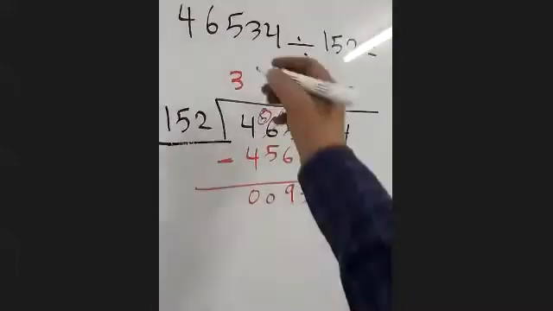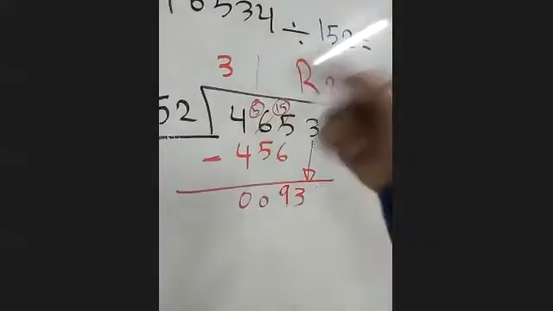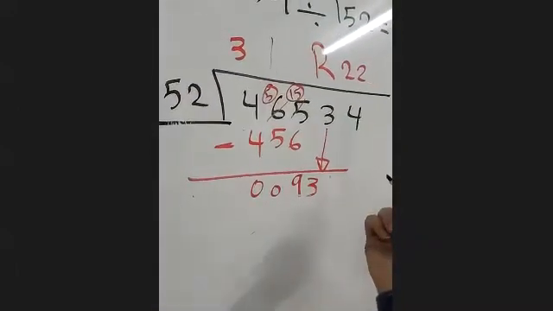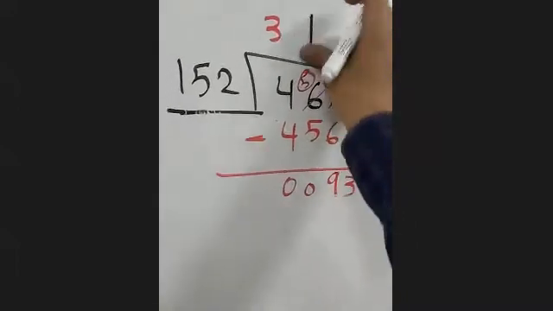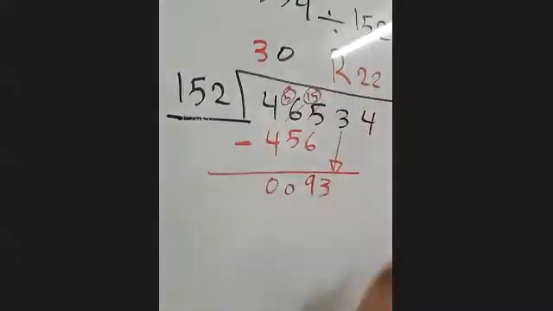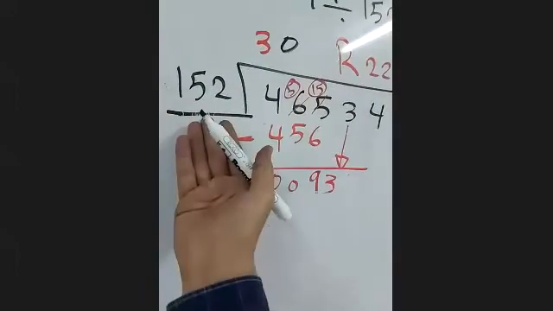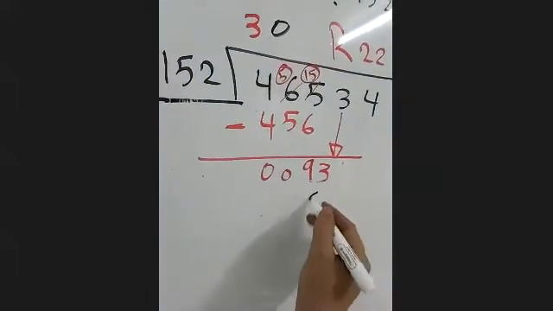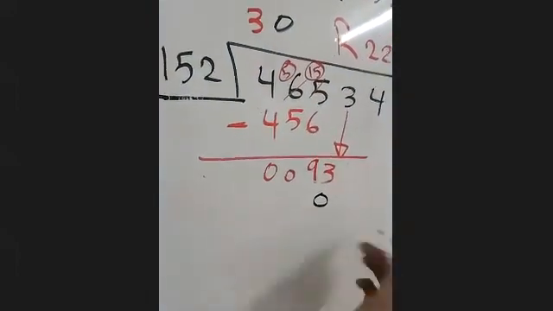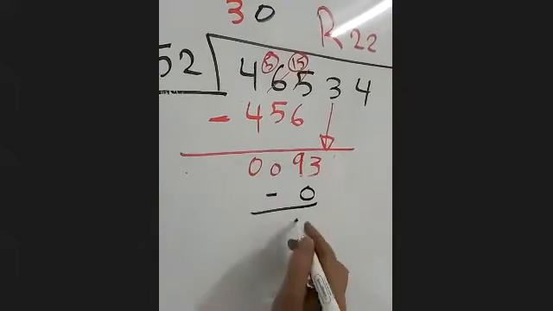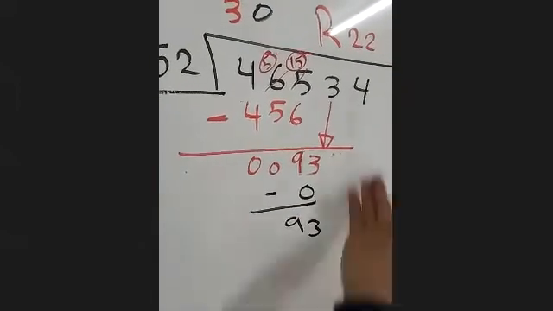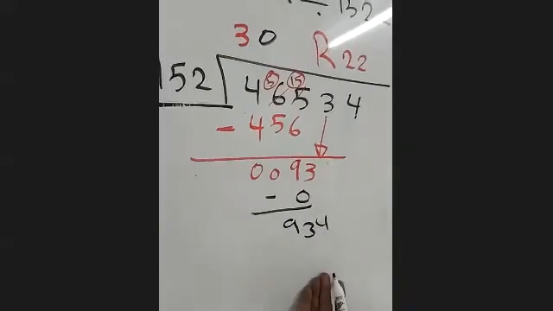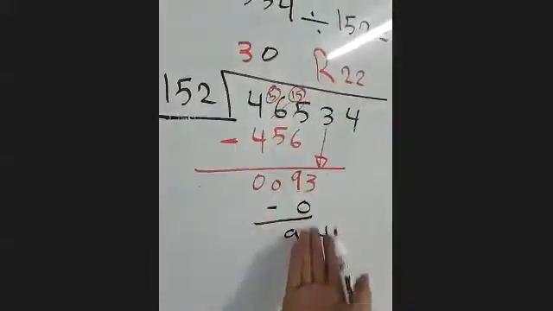If you put 1, there is no. 0 only. Only 0. Right? 0 multiply 152, it comes what? 0. Subtract. 93. Get the 4 down. 934. So I put 0 in quotient.